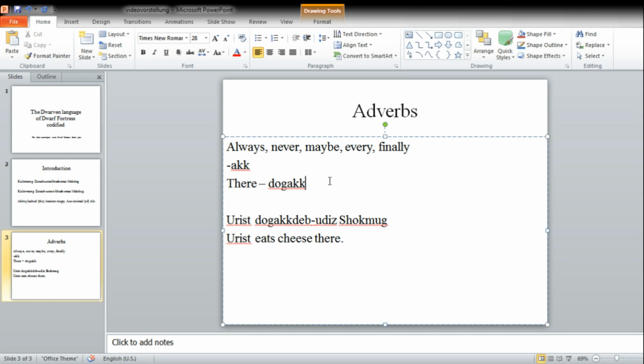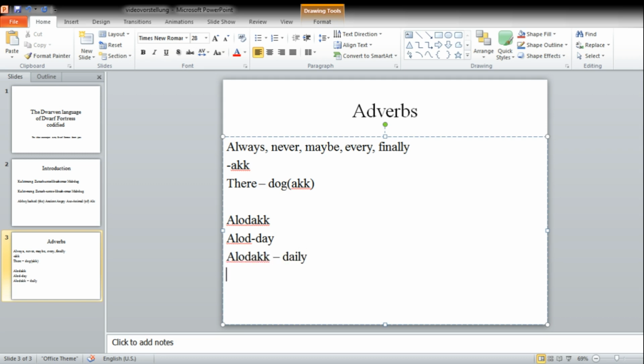However, you also can just forego the ending. However, that might make this a little difficult to understand. This is particularly important when using a word like alodak, because alod means day. Alodak then means daily. And yes, I know that looks like declination, but it's not declination because it's a different word. I made day, the noun, into daily, the adverb. It's a different kind of word. So it's not declination. I tried to maintain the no declination rule.